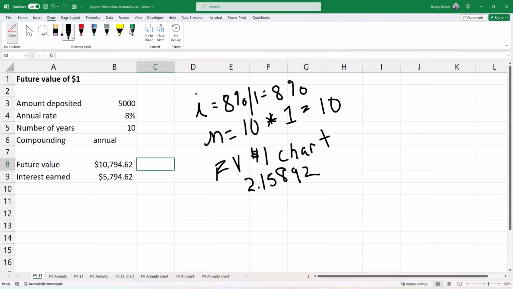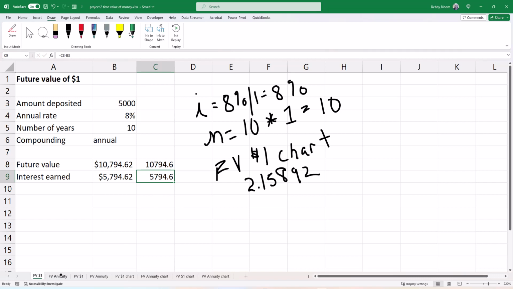So another way that we could solve this is to just take the amount deposited and multiply it by the factor from the chart, 2.15892. And notice we're only 2 cents off, so we get a very, very similar answer. Excel is exact. Using the interest charts, it's just an estimate. And then we calculate our interest earned exactly the same way. All we'd have to do is take the future value and subtract out the amount deposited, and that's our interest if we use the interest charts.